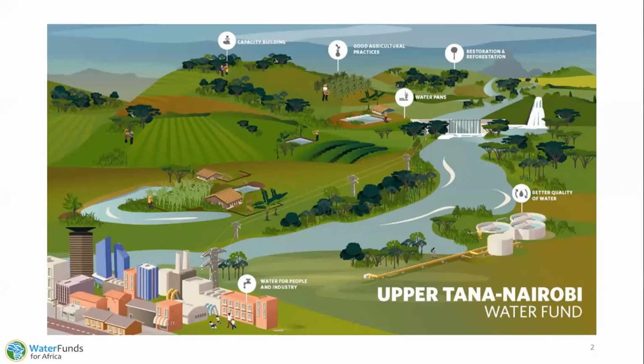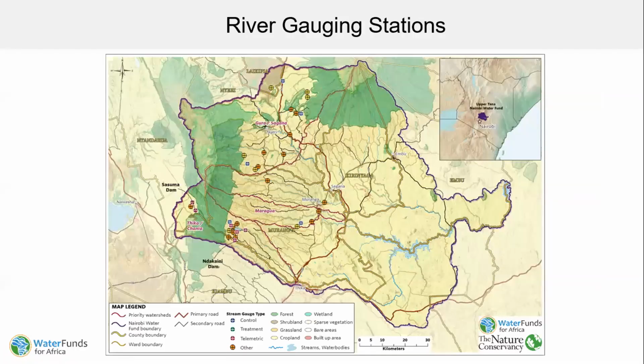So what you realize is that every component in this graphic is water driven. The project goal is to ensure that these activities in the watershed contribute to increased river flows and improved water quality. And so to monitor the impacts of project activities on water and sediment yield, we installed 35 river gauging systems across the watershed as shown in the map.